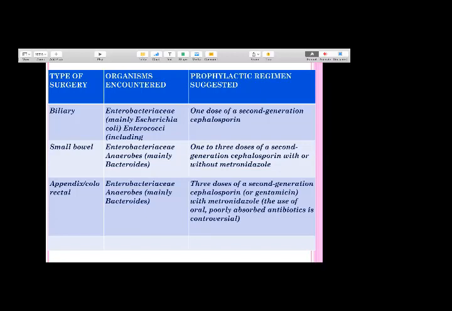Small bowel surgeries involve aerobes and anaerobes, and again, 2 doses of second-generation cephalosporin with or without metronidazole. Appendix and colorectal surgeries involve aerobes and anaerobes, mainly Bacteroides, and 3 doses of second-generation cephalosporin with metronidazole. The use of oral poorly absorbed antibiotics is also an option in appendix and colorectal surgeries.